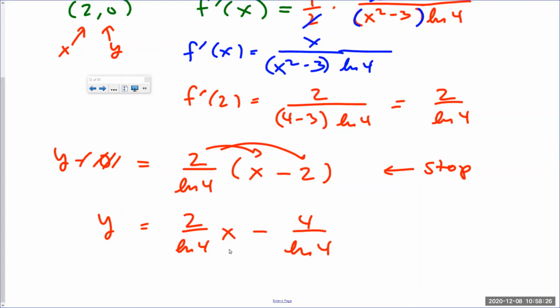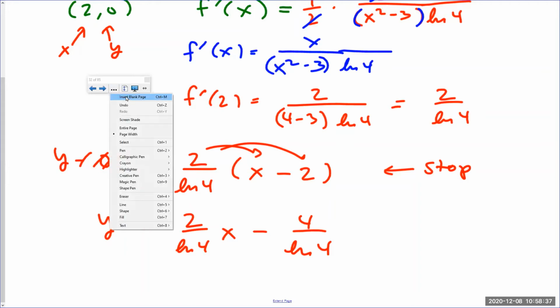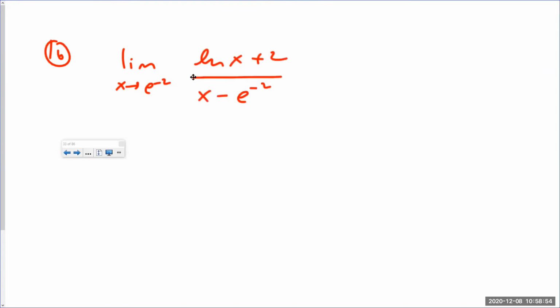Yeah, Paige. Okay, guys, let's look at number 16. Oh, yeah, number 16 is a definition of a derivative. Number 16 on your homework, due tonight, is the limit as x goes to e to the negative 2 of ln of x plus 2 over x minus e to the negative 2. If you have your formula sheet, pull it out. You should have something on the front of your paper, and we filled this out, I'm actually sure we did.